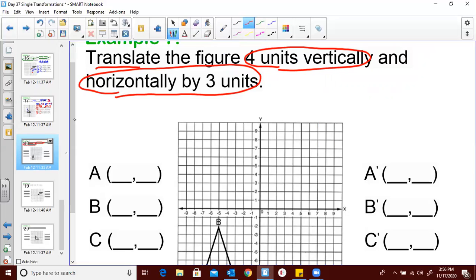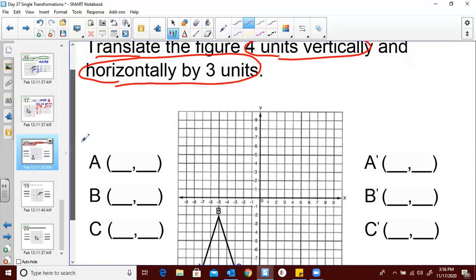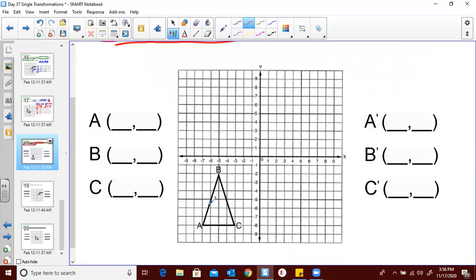Let's see. So what's my point for A? Well, it looks like it's -7, -8. Now, if you can do this problem all the way through by yourself, you're pretty good on translating. And you'll see that the next two are obviously different. B is going to be -5, -2, and C is going to be -3, -8.